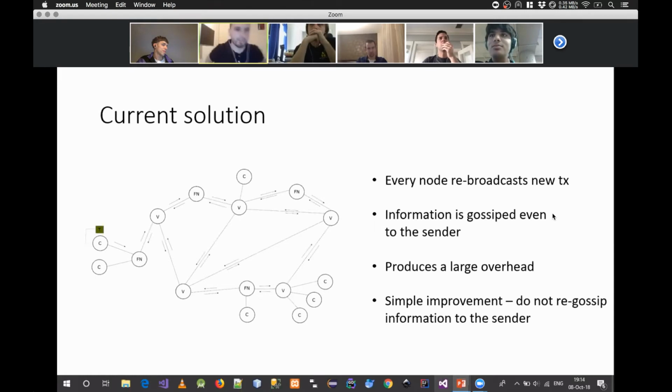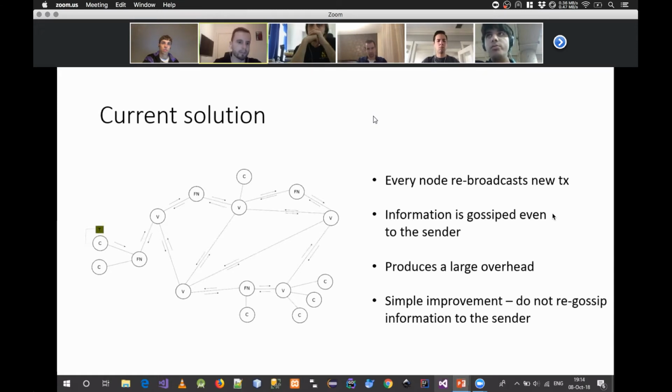First of all, the current solution. The current solution is very simple, and it is based on a node simply broadcasting information whenever it receives a new transaction. So when a client sends a transaction to a full node, what that node will do is simply broadcast information to everyone in its peer subset.